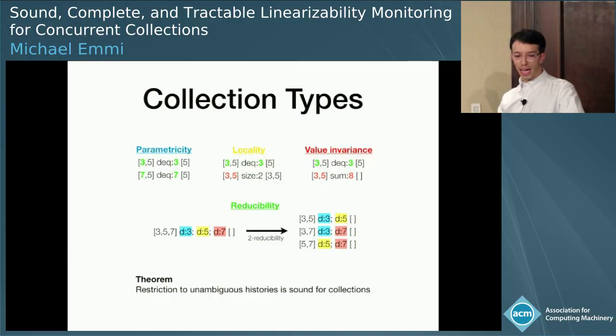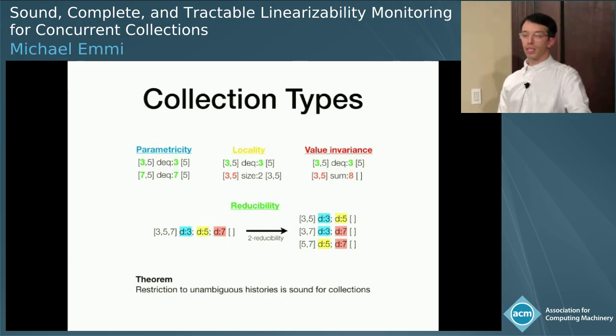What 2-reducibility says is, if I have any sequence of operations, let's consider this one, to conclude that this sequence is accepted by the ADT, I have to consider all subsequences with only 2 values. So in particular, if I just look at the values 3 and 5, the values 3 and 7, and the values 5 and 7 in this particular execution, since all of those would be admitted, I can conclude that the bigger sequence is admitted. So this is 2-reducibility. These are the properties that define what a collection type is for us in this work.